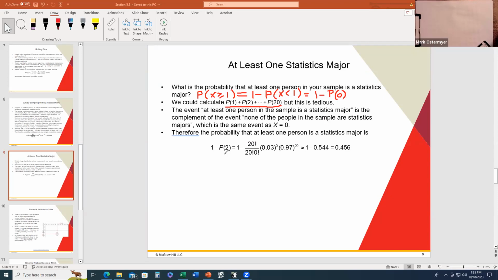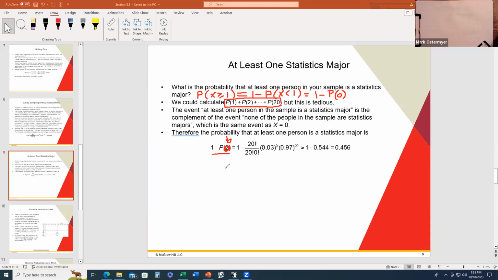This is a typo. This should not be 2. What should this be? 0. That is a blatant typo, ladies and gentlemen. That's got to be 0. So 1 minus the probability of 0 successes is equivalent to saying the probability that we have at least 1 success. And it's sure a heck of a lot easier to do this than it is to be adding all these together.